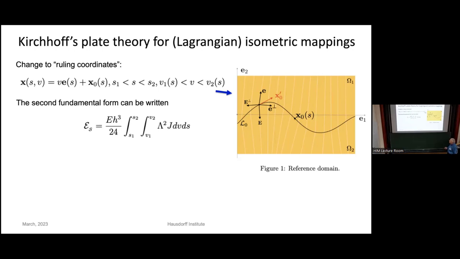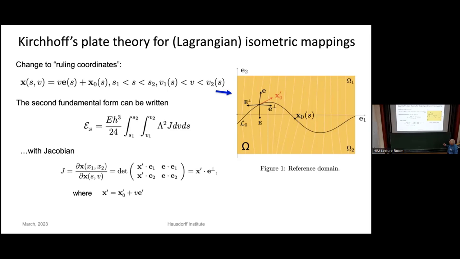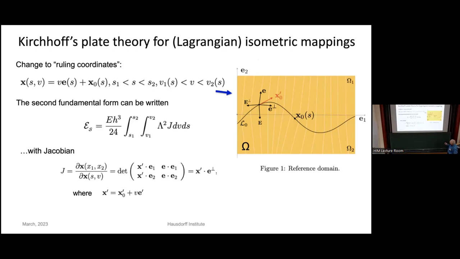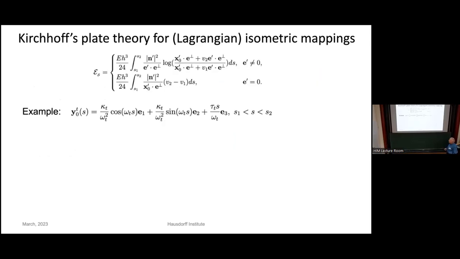and you can write the second fundamental form in this way. You have this lambda squared. Of course, when you change variables, there's a Jacobian, and you can work out the Jacobian. It's x prime dot e perpendicular. And in the end, because this expression is linear in V, you can integrate out the V. And so actually, Kirchhoff's plate theory can be written as a one-dimensional integral when you're in these ruling coordinates, a very useful thing for doing calculations.